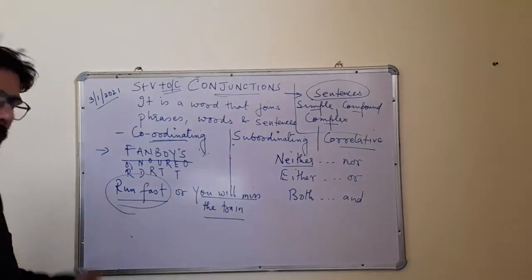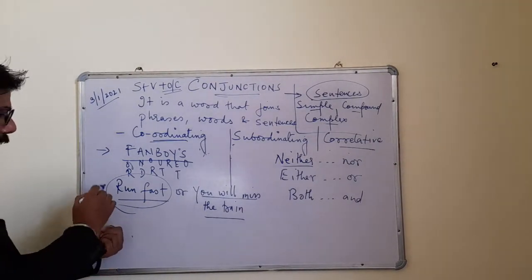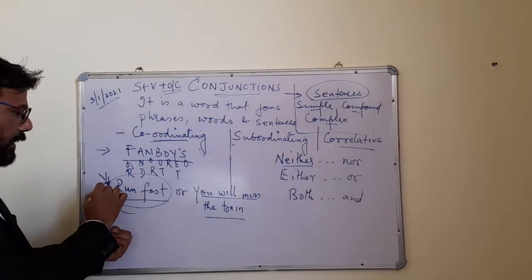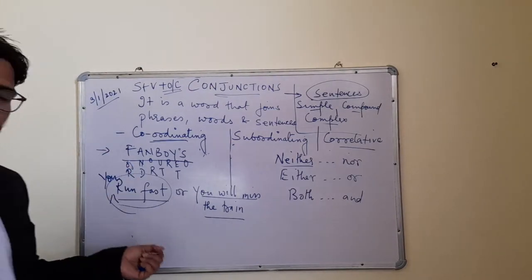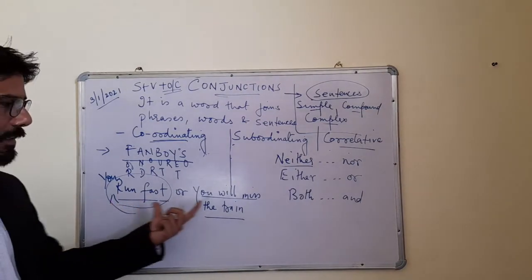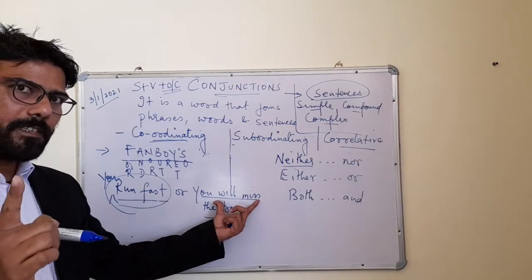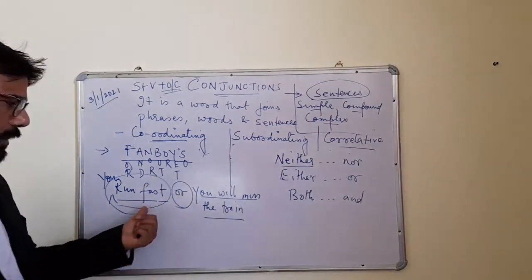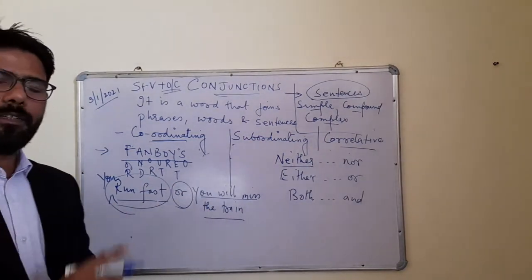And where is the subject? Run fast, children, the subject is, this is called implied subject, where we understand that it is you. You run fast or you will miss the train. So this is one complete sentence, this is one complete sentence. Complete sentence means, children, independent sentence. And the word or has joined these two. That is why it is coordinating.